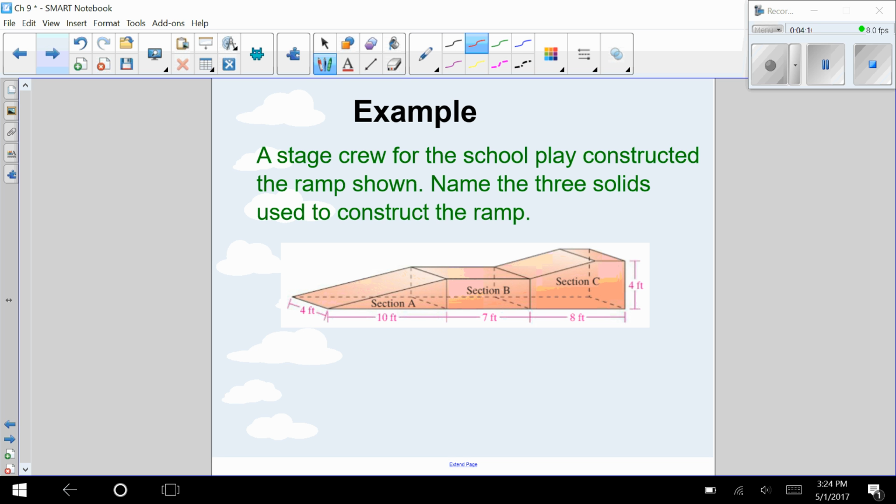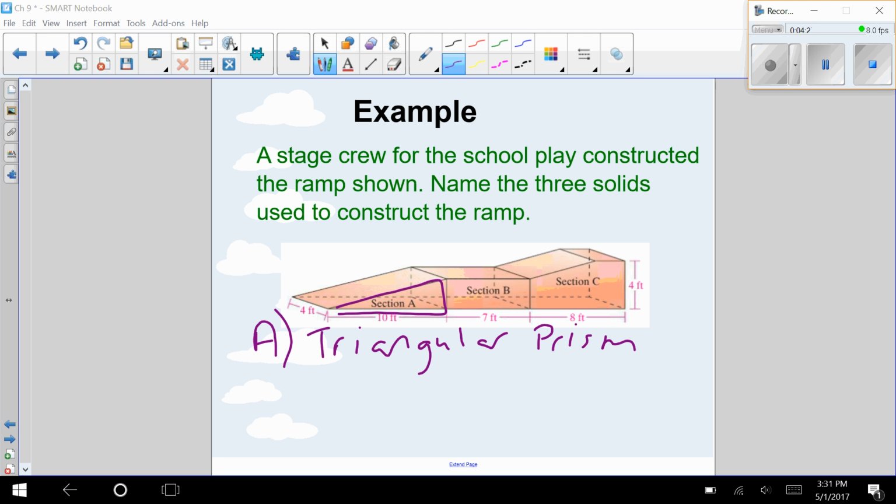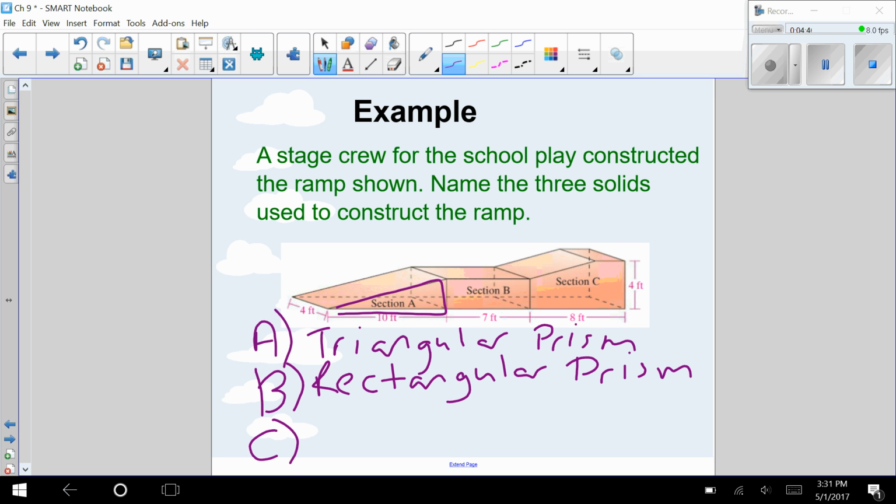So now a stage crew for a school play constructed the ramp shown. We're going to name the 3 solids that are used to construct it. So section A, its base is this triangle, so it is a triangular prism. Section B is a rectangular prism because the bases are rectangles. And section C is a weird one. Notice the base has 5 sides. That makes it a pentagonal prism.